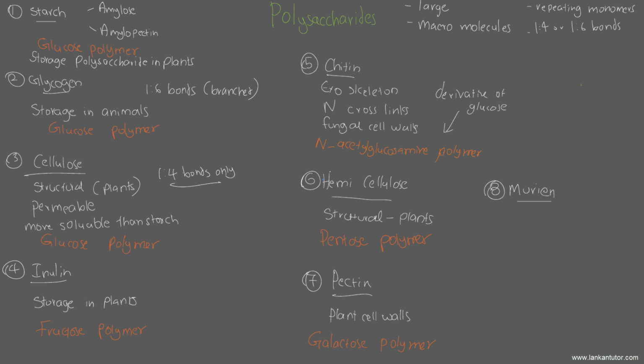There are 2 types, one structural and one functional. The structural ones are cellulose, chitin, hemicellulose, pectin, and murein. The functional ones, in which the function generally is storage, are starch, glycogen, and inulin. So let's just wrap this up for today. Before we leave, let's do a quick recap on what we've done.